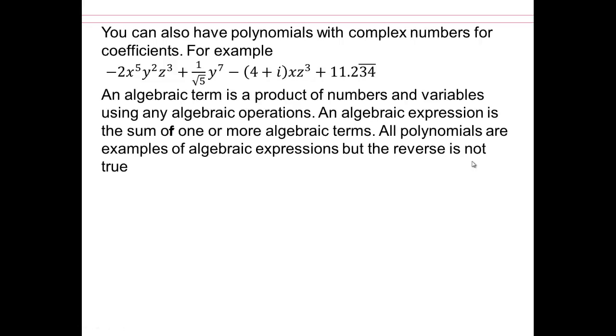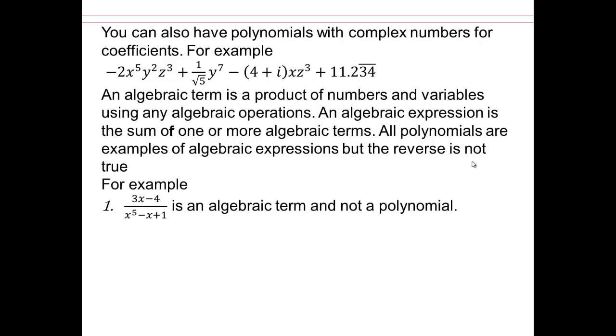An algebraic term is a product of numbers and variables using any algebraic operation. So you can have addition, subtraction, multiplication, division. You can also have any kind of exponents. You are not restricted to just whole number exponents like you are in polynomials and monomials.